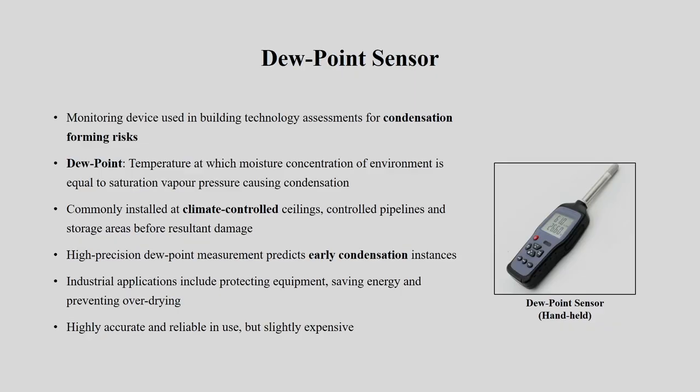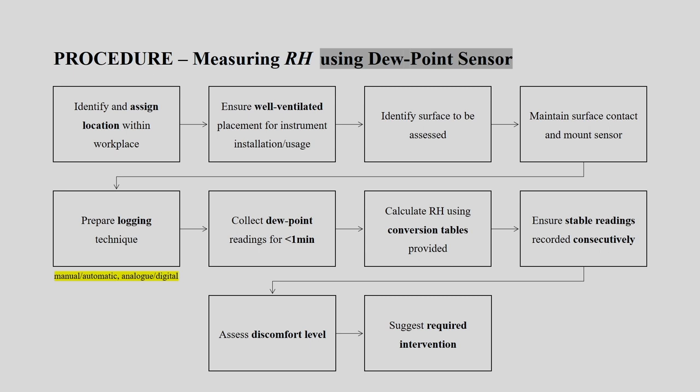Industrial applications include protecting the equipment. Suppose there is an instrument which we should protect from reaching the dew point. What you can do is have this particular dew point sensor and keep on monitoring continuously when the temperature is going to change, and if it is changing and reaching towards the dew point, then definitely we need to start the intervention, do some kind of changes or the operation needs to be changed. Okay. It is highly accurate and reliable in use, but it is expensive. So what is the procedure? You need to identify and assign the location, same thing, ensure that it is well ventilated, identify the surface to be assessed.